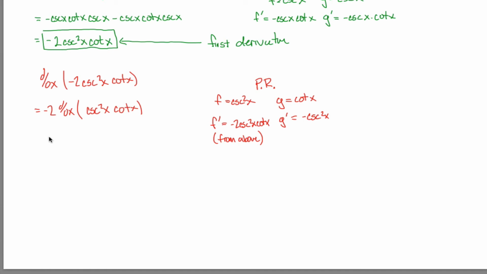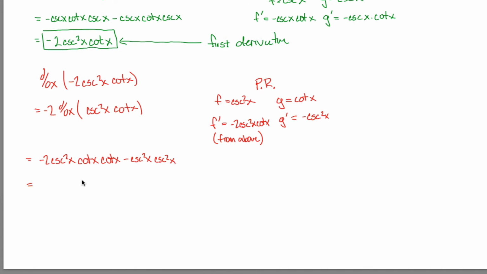And now I can move on to applying the product rule. The product rule tells me the derivative of f times g is f prime, negative 2 cosecant squared x cotangent x, times g, cotangent x, minus g prime. G prime's negative, so when I'm subtracting a negative, it becomes... No, I'm adding here. Sorry, I'm using the product rule, not the quotient rule. So plus negative cosecant squared. So I'll just write that as minus cosecant squared times f, cosecant squared x. So I got f prime times g plus g prime times f.